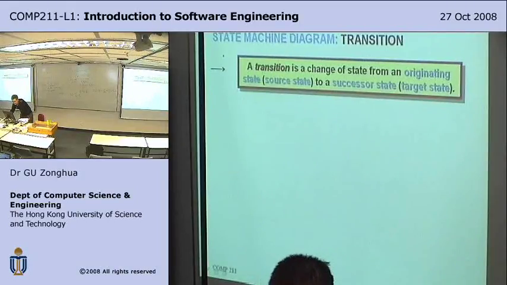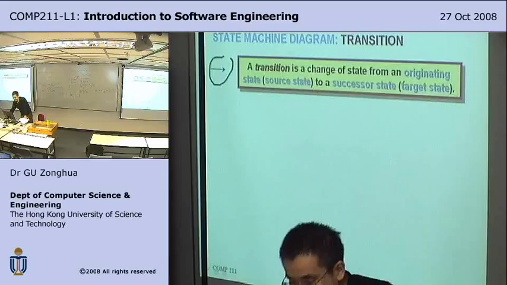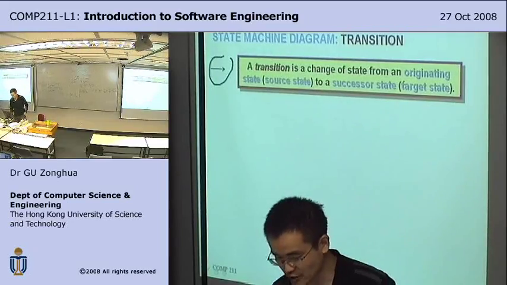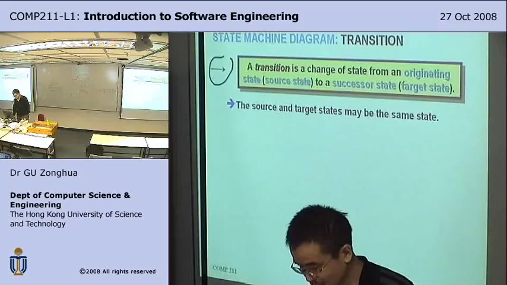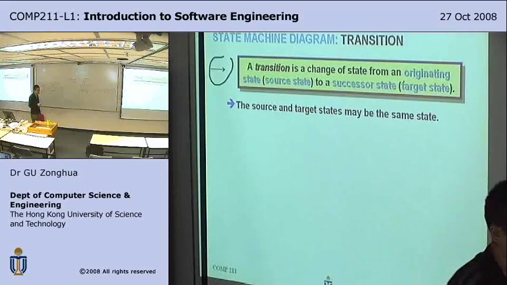Transitions are arrows. It's a change of state from an originating state to a successor state, also called from the source to a target state. So they may be the same state. You may have a self-transition.